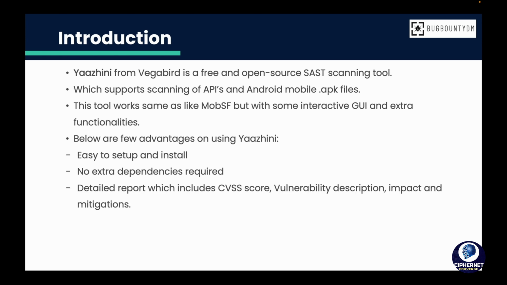It provides a detailed report which includes the CVSS score, vulnerability description, vulnerability impact, and the mitigations for the vulnerabilities found in the APKs. All this will be there in the UI itself. After finding those vulnerabilities, it gives all these details in the report in a proper manner. So this is the basic introduction to the Yazini tool. Let's see how you can download this tool and run it on your desktops.